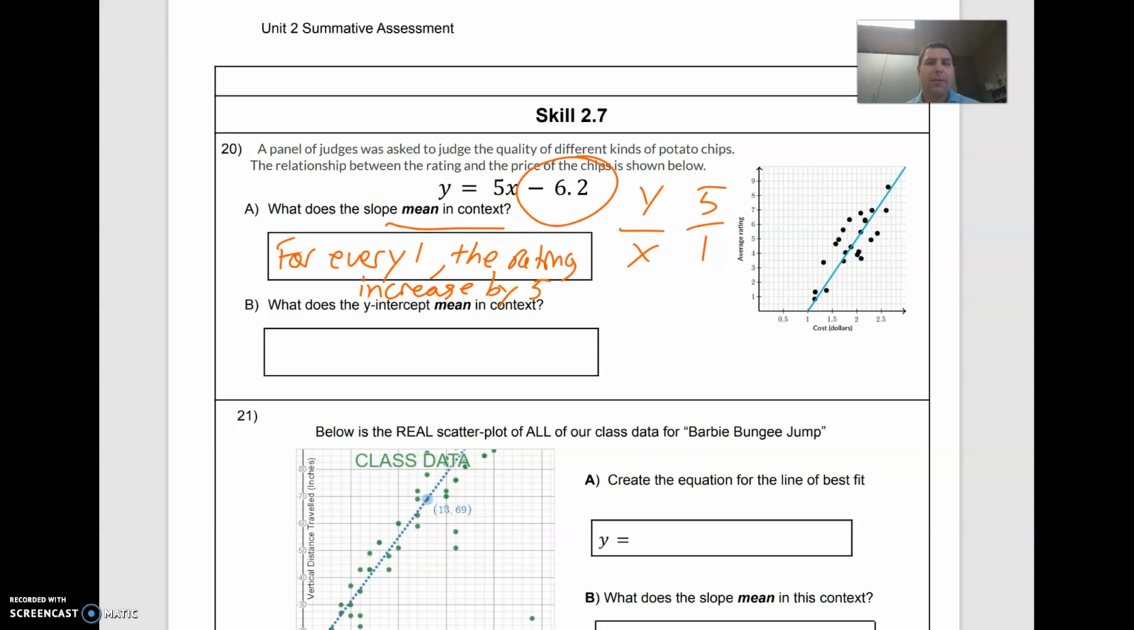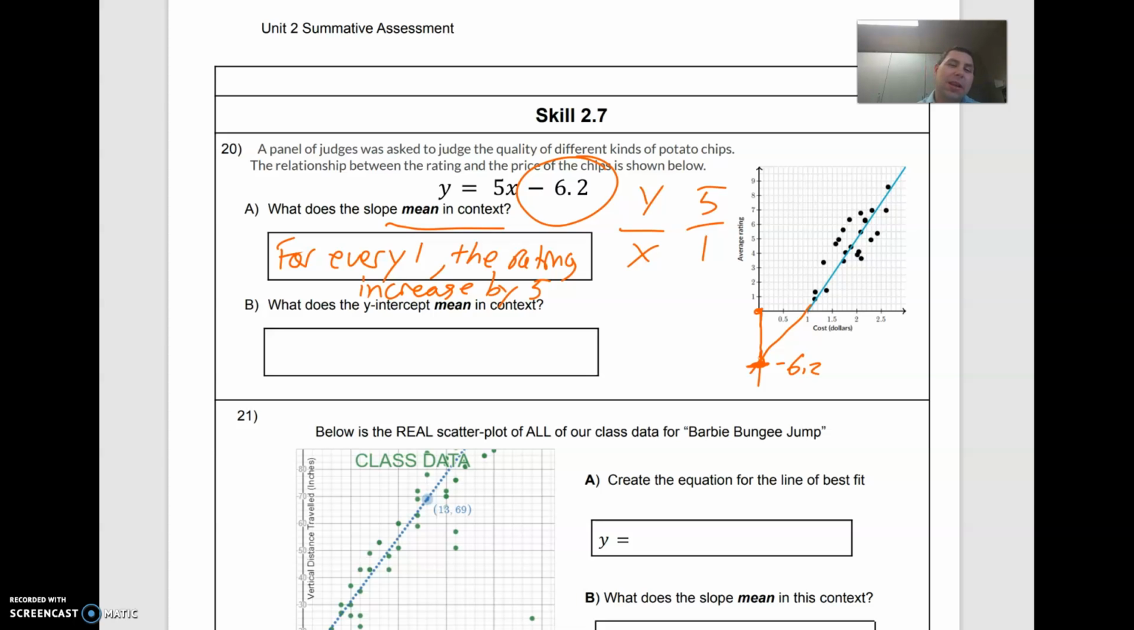So now let's talk about the negative 6.2. What does the y-intercept mean in this context? Well, if we look at the graph, if the cost of the chip was 0, where would it be? It'd be down here at negative 6.2. And now notice that doesn't quite make a lot of sense. If the chip was free, I guess we could say that the rating of it wasn't very good. So that negative 6.2 doesn't make a lot of sense in this context, because you can't have a negative rating unless people really hate it, I guess.